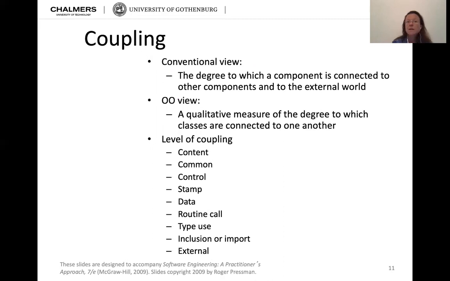And then last, coupling. So in the conventional view, this is the degree to which a component is connected to other components and to the external world. In the object-oriented view, it's a qualitative measure of the degree to which classes are connected to one another. And the level of coupling can also be in very different ways, from content to common to control and so on, to inclusion or to external.